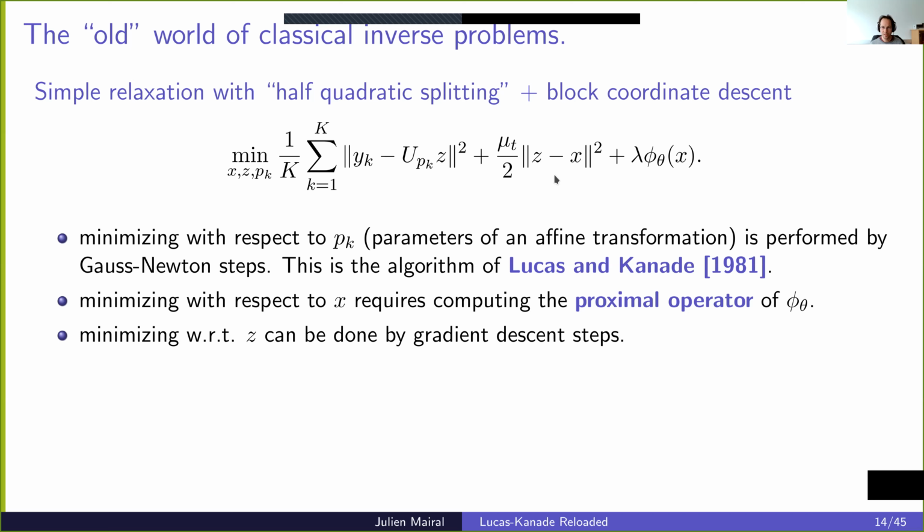The other observation is that minimizing with respect to x, it's a simple term here with the basic quadratic function plus the prior. It corresponds to computing what is called the proximal operator of the prior phi theta. For many priors, there are closed forms to do that. And minimizing with respect to z, we just have a quadratic function, so you can use gradient descent, conjugate gradient, your favorite method for minimizing quadratic functions, such that we can simply do a block coordinate descent method to minimize this approximate problem.